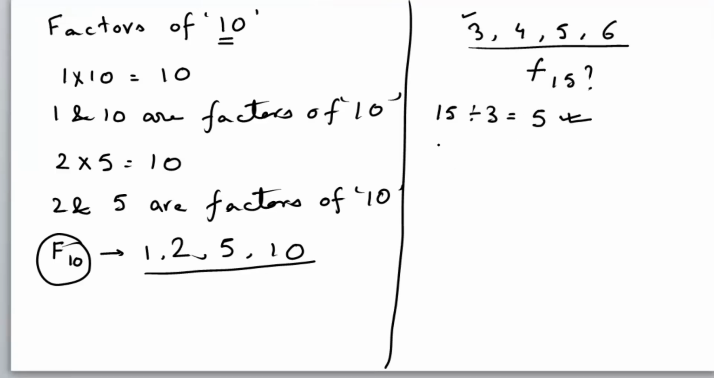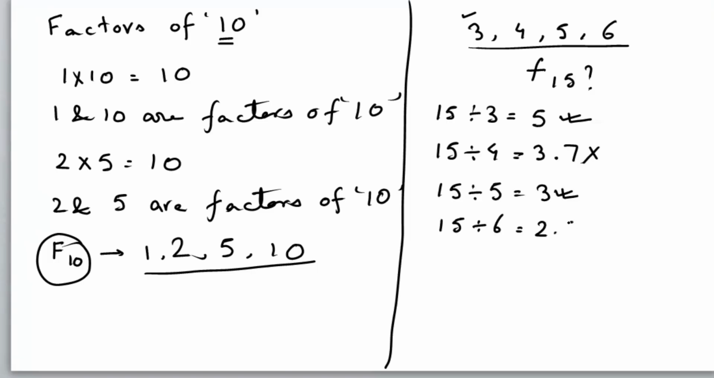Now we have to check another number. 15 divided by 4, we will get 3.75. Here the decimal comes. It means there is a remainder. So it will not be a factor of 15. Let's check with another digit. 15 divided by 5 will be 3. It means this will be a factor of 15. Now 15 divided by 6 will be 2.5. So here also is a decimal form. So this will not be a factor of 15.